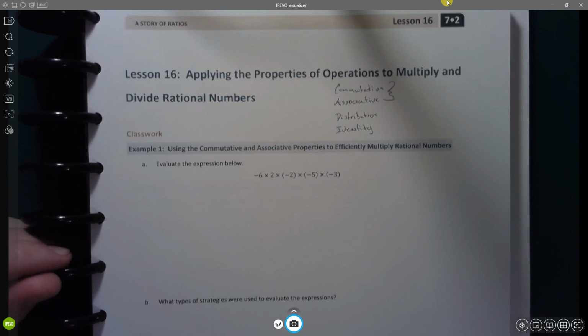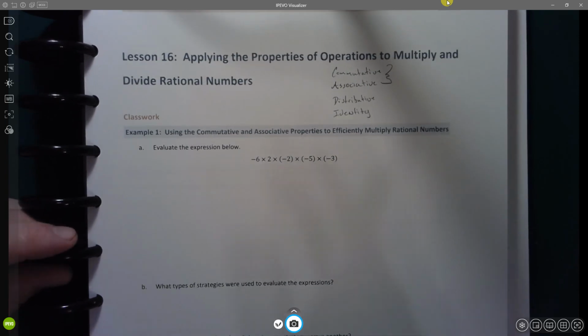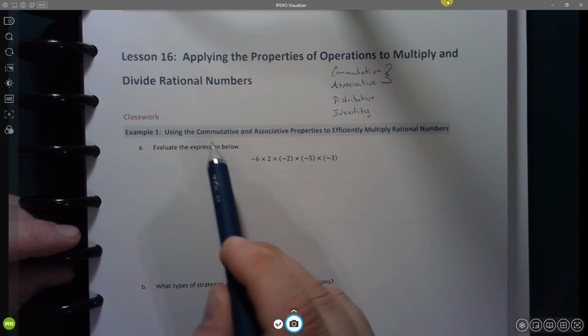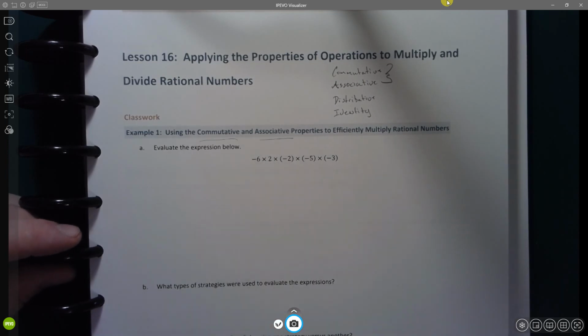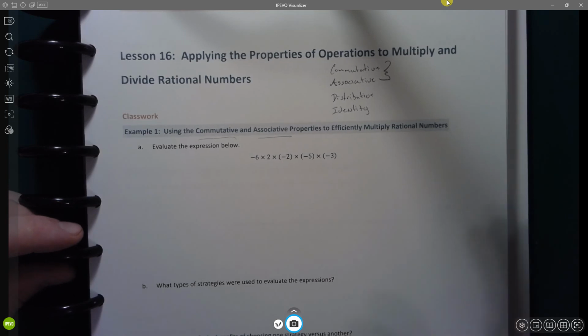All right, so let's look at classwork example 1. Using the commutative and associative properties to efficiently multiply rational numbers. See? Commutative, associative properties. Told you. Big two. All right, so we need to evaluate the expression below: a negative 6 times 2 times a negative 2 times a negative 5 times a negative 3.